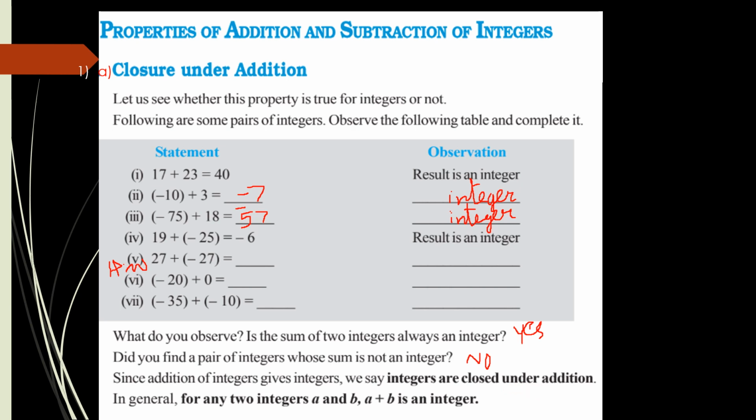Underline in your textbook: integers are closed under addition. In general, we can say for any two integers a and b, a plus b is again an integer. It's clear? No need of writing in your maths notebook. You can underline in the textbook.